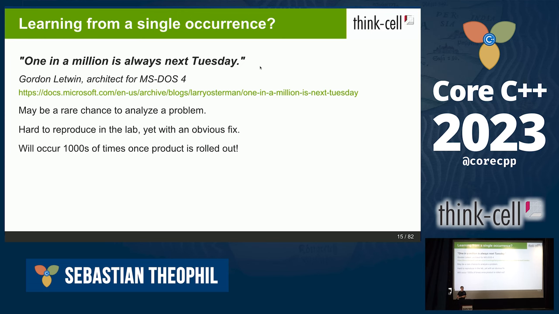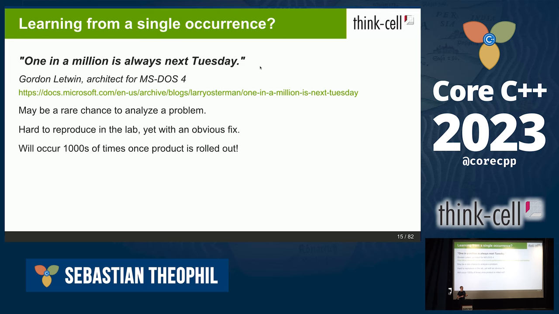There's this famous quote by Gordon Letwin, who was the architect for MS-DOS 4. He said, one in a million is always next Tuesday. What he meant was that computers back then had become so fast that even a bug that had a super low chance of occurring, maybe one in a million times, would probably occur by next Tuesday because your computer is doing so much. And that is even more true today.